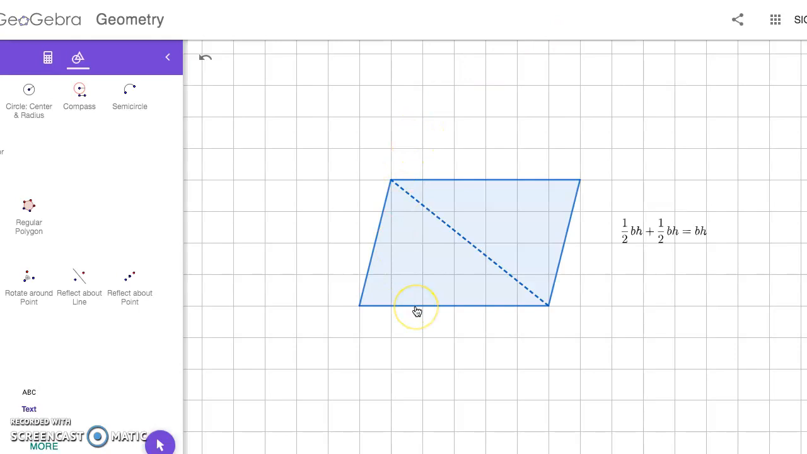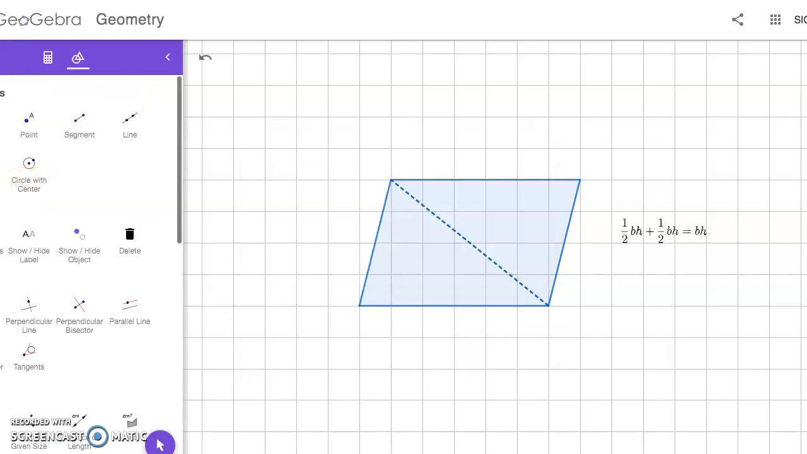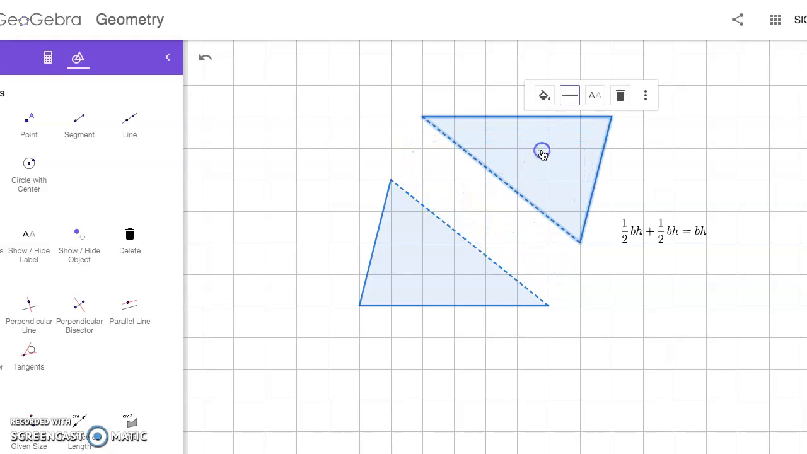The other way that we can see is if you take a parallelogram like this one here, with a base of 6 and a height of 4, and you draw a diagonal. That splits the parallelogram into 2 triangles. 2 congruent triangles, right?